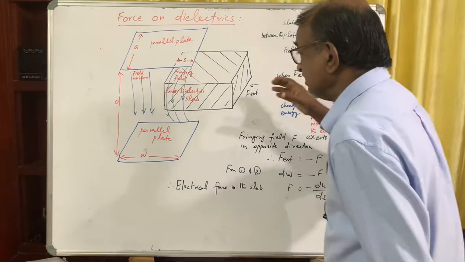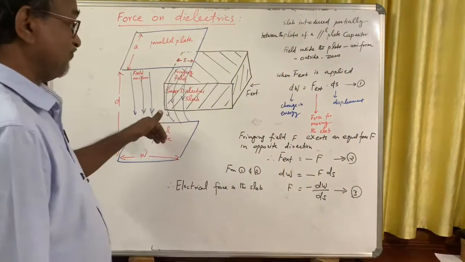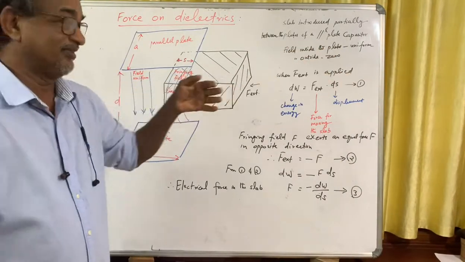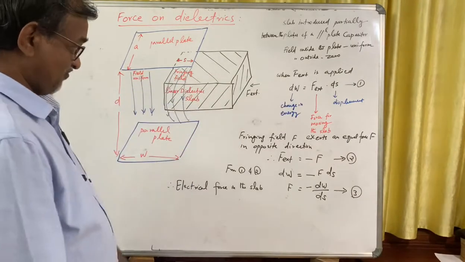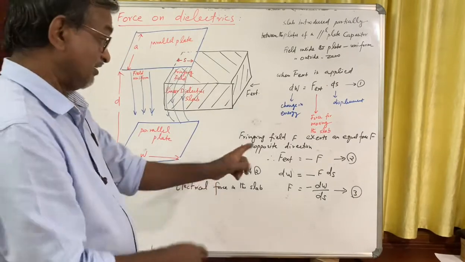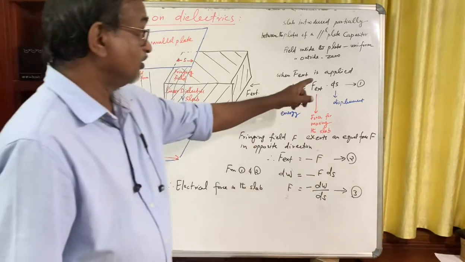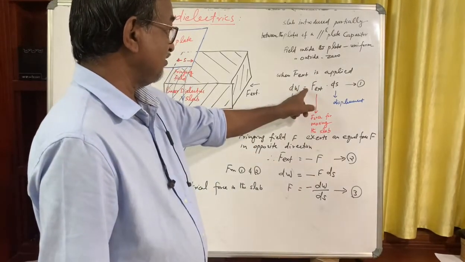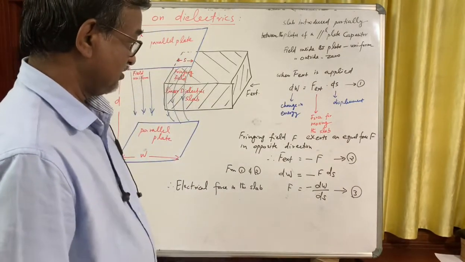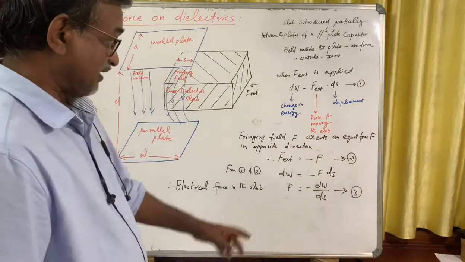F external is in this direction. At the same time, the fringing field exerts an equivalent force in the opposite direction. This equivalent force is capital F. These two are equal and opposite, so F external is equal to minus F. So we got two expressions: first equation, dW equal to F external into ds; second equation, F external is equal to minus F.